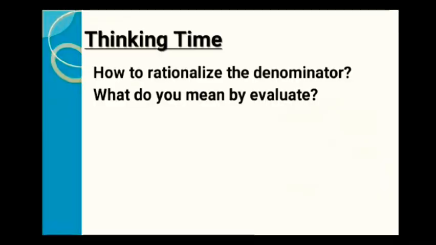Yes, students, there are some questions to revise the topic which we have done. First question is how to rationalize the denominator. Yes, students, we have done lots of practice related to this. First, we will take the conjugate of the denominator and multiply and divide by the given surd. Second, what do you mean by evaluate? Yes, it's easy. Evaluate means you have to find out the value of given surds.